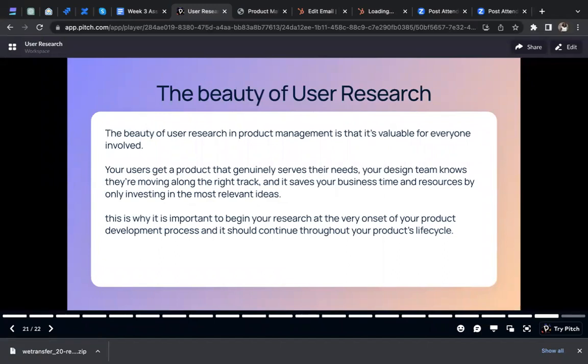This is why it is important to begin your research at the very onset. When do you start your user research, guys? The very onset of your product development process. At the very point of, who can remind me of the first point, the onset of the product development process? I want to know those who go back to their slides. Introduction, no, that is the product life cycle. Thank you, Rufus. Ideation is at the point of ideation that you start your user research.